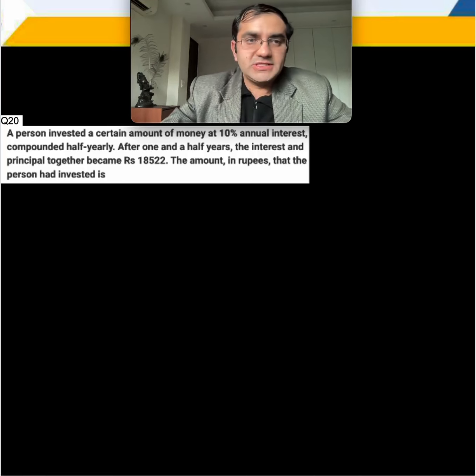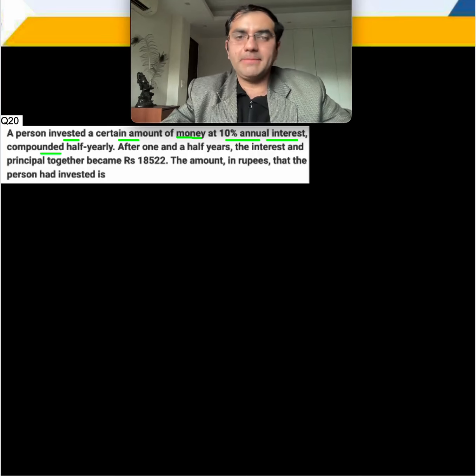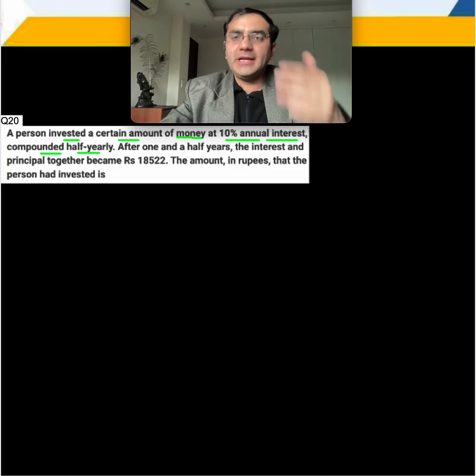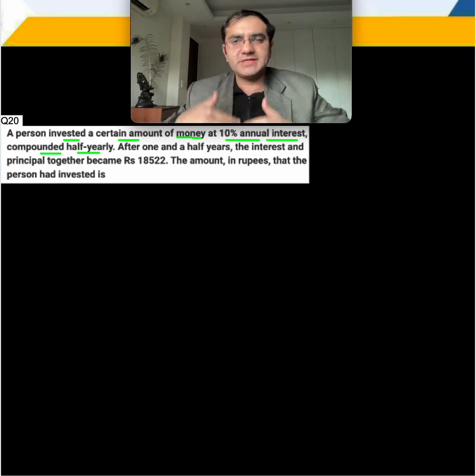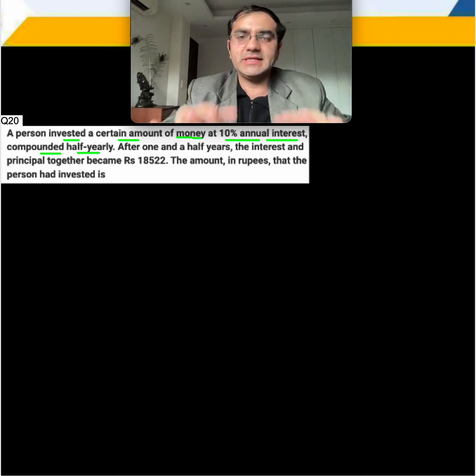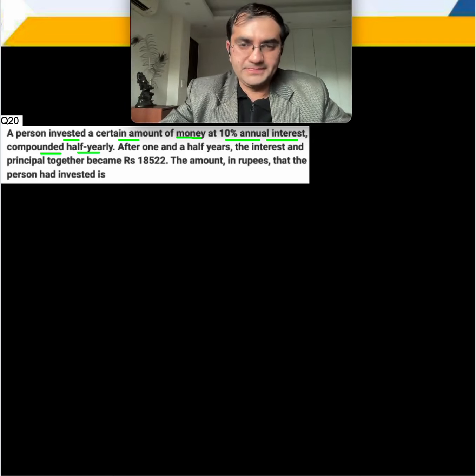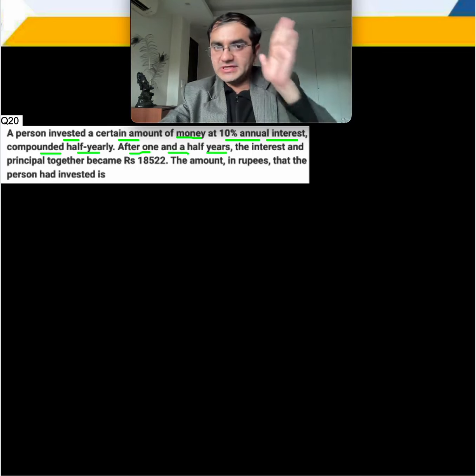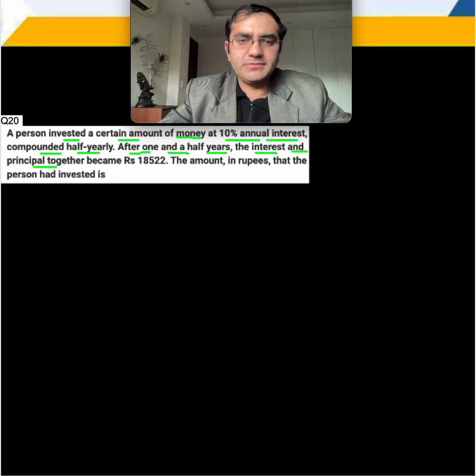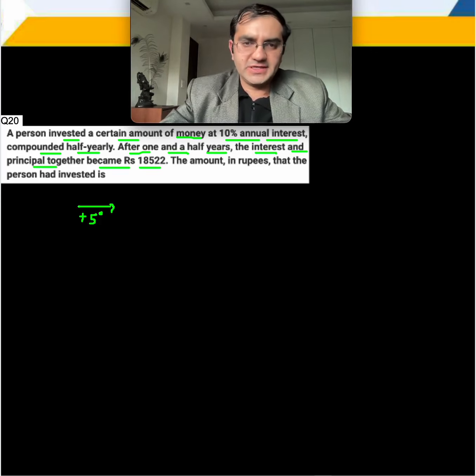A person has invested a certain amount of money at 10% annual interest compounded half yearly. 10% half yearly means 5% every 6 months. He keeps getting 5% every 6 months, which is the meaning of 10% compounded half yearly. After 1.5 years, that means 5% three times, interest and principal together became 18522.